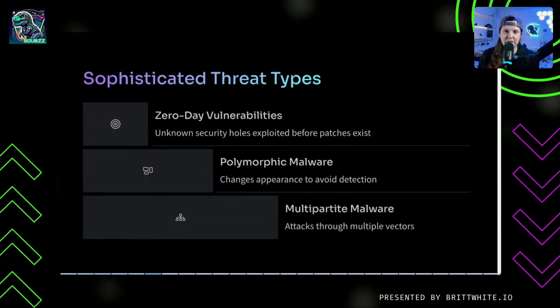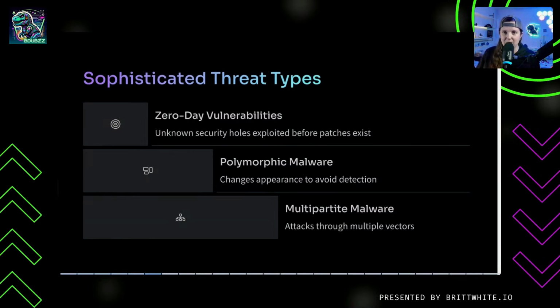They're like digital chameleons. They can change their appearance and avoid detection and attack systems through multiple vectors. Stuxnet illustrates this sophistication, spreading through USB drives and specifically targeting industrial control systems, or ICS, and even causing physical damage to nuclear centrifuges, showing just how dangerous these advanced threats can be.